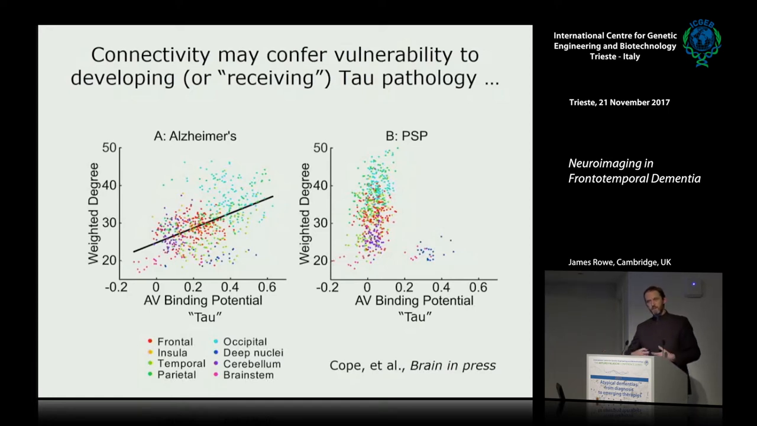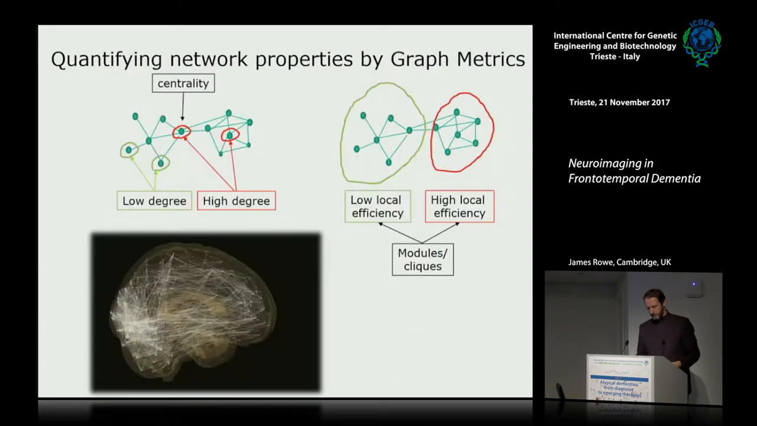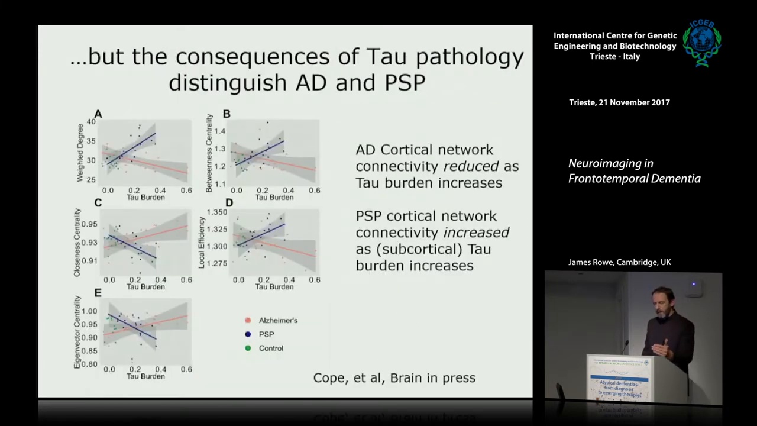We can also think about not just the vulnerability, but the consequences of that pathology, which also distinguishes the Alzheimer's disease tauopathy from PSP tauopathy. So now looking at a single measure per participant, per patient, what we see is that the impact of having accrued tau is different in the cortical network. So the two groups, Alzheimer's in red and PSP in blue, even at the back of the room, you see these groups are behaving in an opposite way to the presence of accumulating tau.